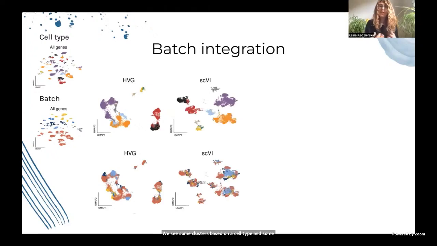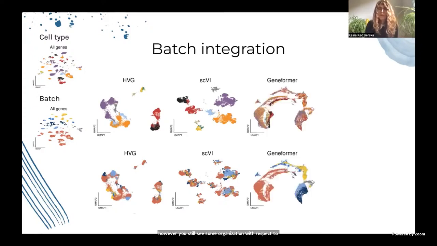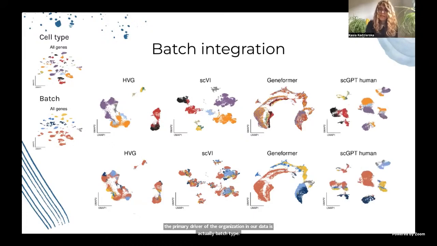However, when we look at scVI, we see very nicely pronounced clusters based on the cell type, and however, we still see some organization with respect to batch within the clusters. When we look at GeneFormer, we see that the primary driver of the organization in our data is actually batch type, and there is a lot of mixing within the cell type. In scGPT, we see clusters based on batches, but then some additional organization based on cell types. Overall, we see that foundation models did not perform well at batch integration.